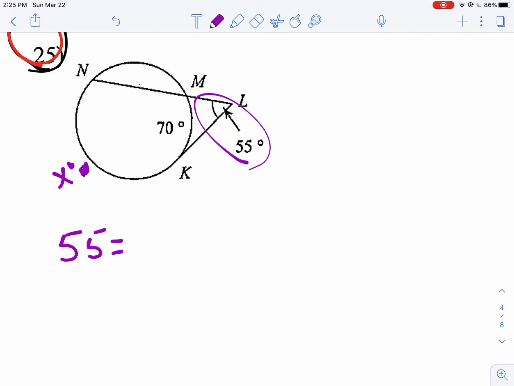So 55 equals. Now I still do the big arc minus the small arc. The problem is that the big arc is no longer a number. It's an x. So I'm still going to do big arc x minus small arc 70 in parentheses, if you'd like. Okay, and it's still always divided by 2. That's a part of the equation, is dividing it by 2.